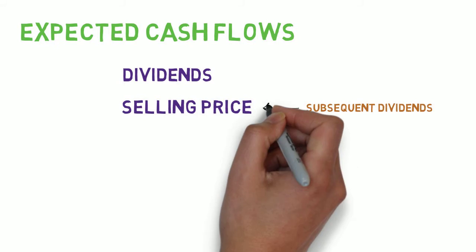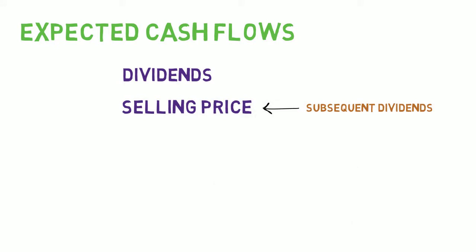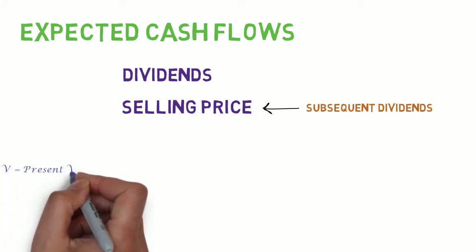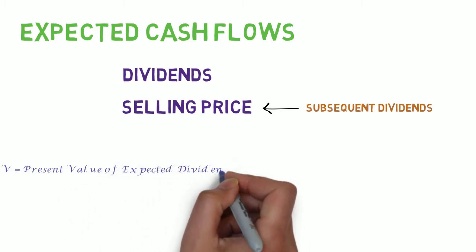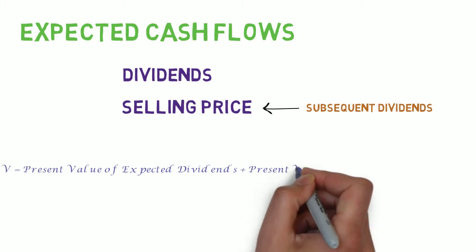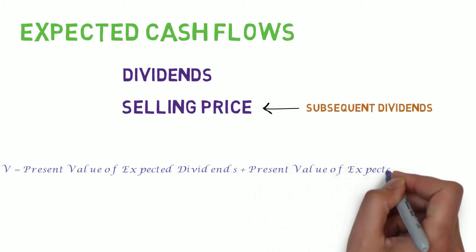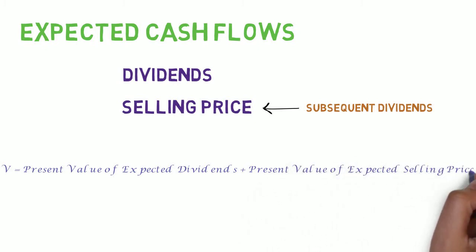If an investor wishes to buy a stock and hold it for 1 year, the value of that share of stock is the present value of the expected dividend to be received on that stock over the next year, plus the present value of the expected selling price in 1 year. Well, let's look at an example.